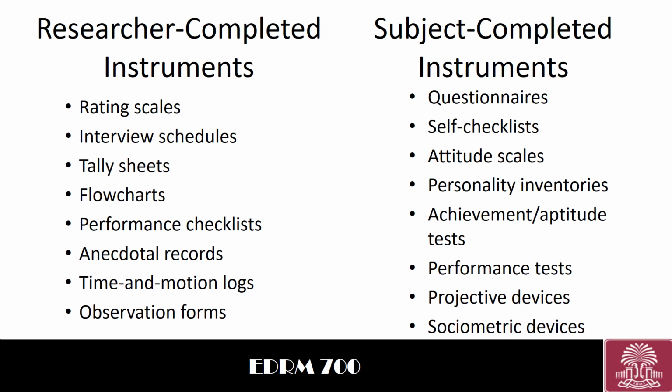Researcher-completed instruments include the following. Researcher-completed instruments mean that participants do not fill out the form or complete the test themselves. Subject-completed instruments are filled by subjects or participants. For example, students may need to complete achievement or aptitude tests for researchers in their research studies. The situation for researcher-completed instruments is a bit different.